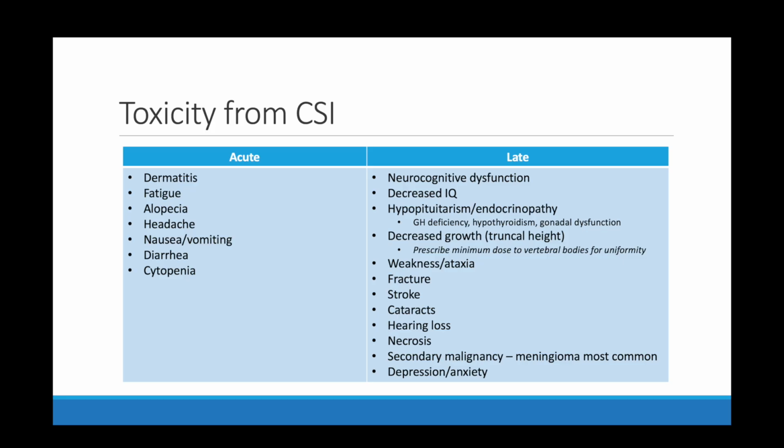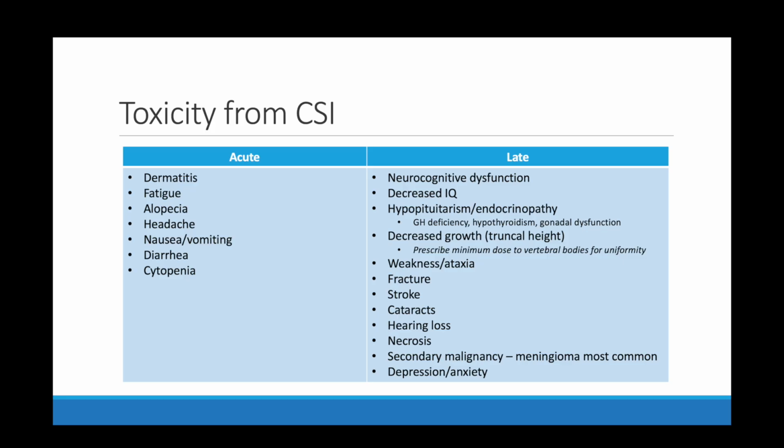If kids are still not skeletally mature, we definitely need to make sure that their vertebral bodies are covered with a minimum of 18 gray, so that whatever stunted growth happens from the radiation is happening uniformly. If we didn't do that, they might have a heterogeneous growth pattern in their vertebral bodies, which would not be ideal. So we try to prescribe a minimum dose to the vertebral bodies, usually around 18 gray, just to ensure uniform growth for children that are not skeletally mature.